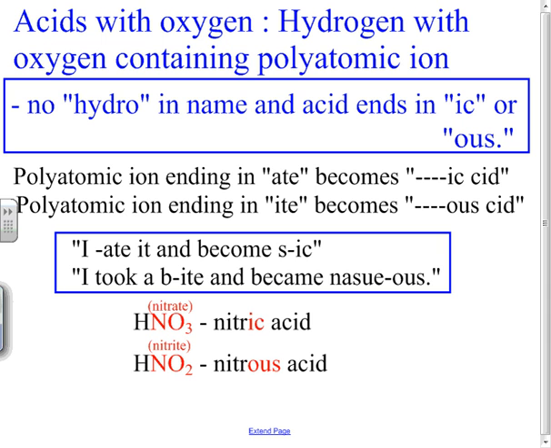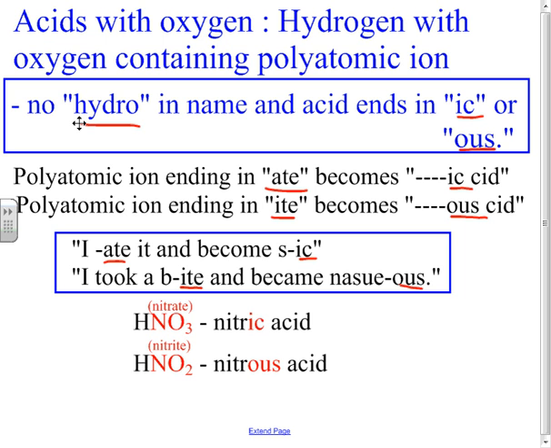To name acids with oxygen, basically this is going to be hydrogen with an oxygen-containing polyatomic ion. Note there will be no hydro in the name, and the acid is going to end in "ic" or "us." Which one it is depends on the polyatomic ion. If the polyatomic ion ends in ate, the acid ends in "ic", and if the polyatomic ion ends in "ite", the acid ends in "us." A little saying to help you remember that: I ate it and became sick. I took a bite and became nauseous.